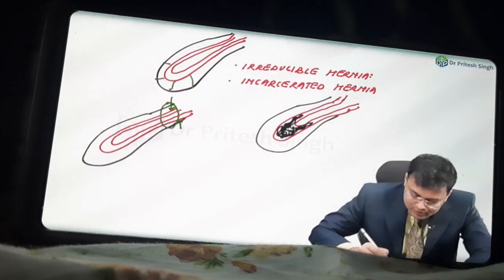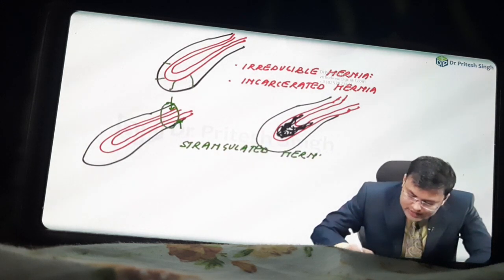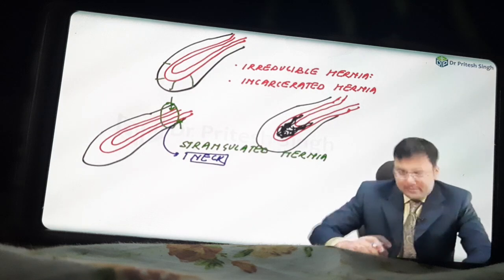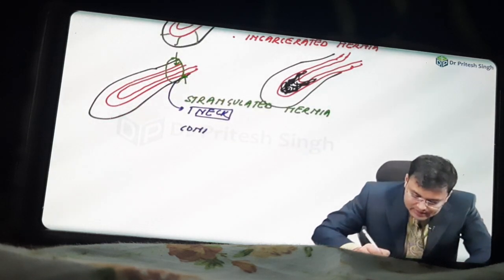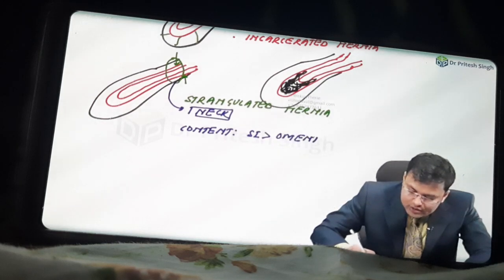So one picture is clear: in strangulated hernia, what is the constricting agent? The constricting agent is the neck. Neck is the constricting agent. That is the first question. Second, what is the content generally? Since it is strangulated, the content is generally small intestine followed by omentum.